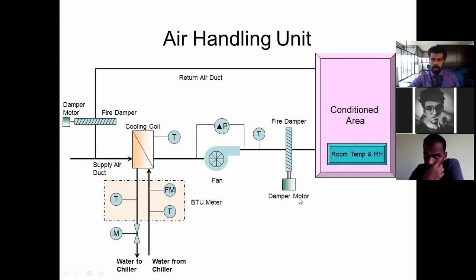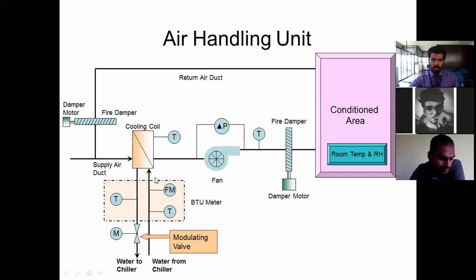We will have a damper motor for controlling these fire dampers. We will have a pressure switch to know the pressure difference, so if there are variations, we can know that the fan has stopped or is not working properly. We will have temperature sensors to measure the supply air temperature, a differential pressure switch, and we can find out the cooling coil temperature.